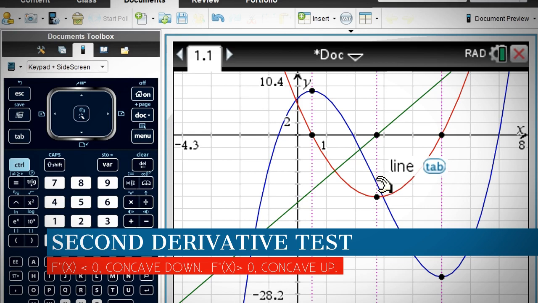Right here, I'm going to switch from concave down to concave up, and when that transition happens, we call that an inflection point. So this inflection point happens when the second derivative is 0. So the second derivative is 0, and the sign of my second derivative goes from negative, indicating that it's concave down, to positive, indicating that my graph is concave up.